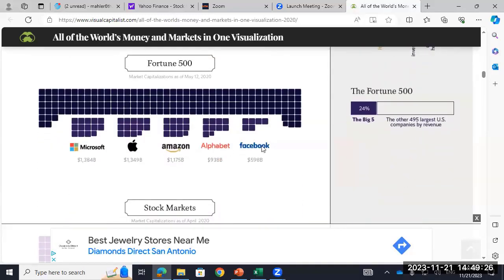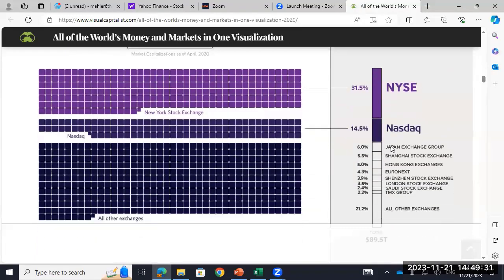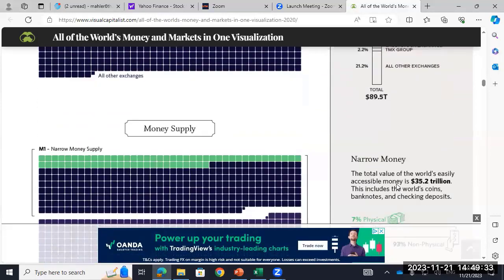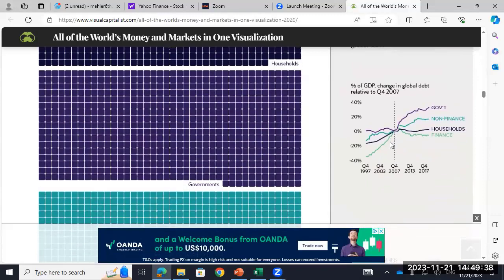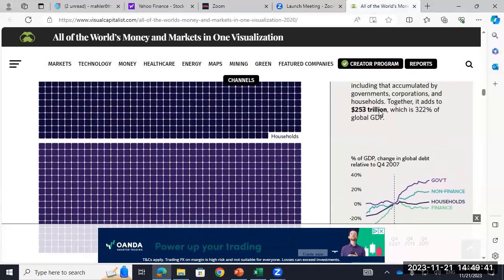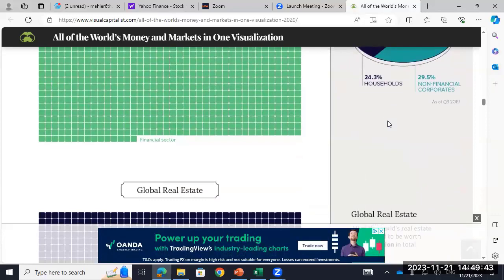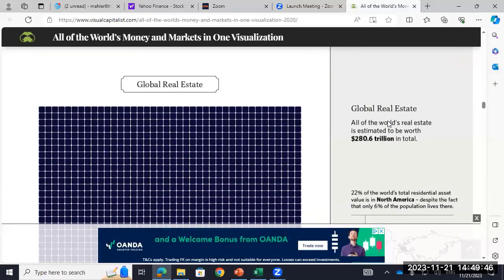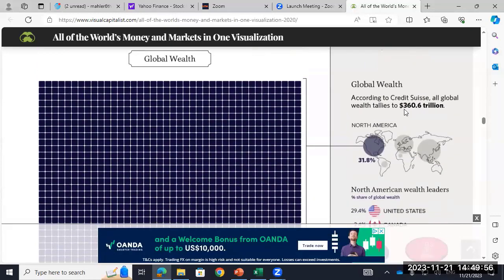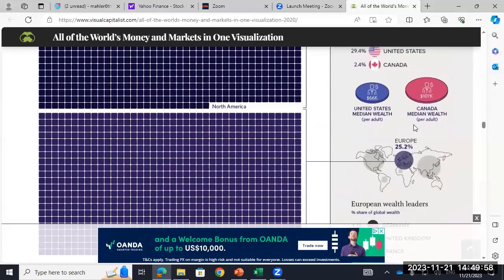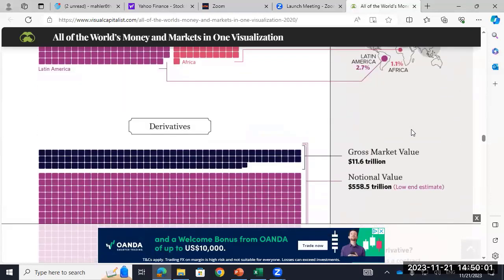If you added up all the Fortune 5,000 companies, that's what they add up to. Then you add up all the stocks, that's 89 trillion. Money supply is 96 trillion. Global government debt is $253 trillion. Global real estate is huge. That's one of the biggest assets out there, 281 trillion, much bigger than the US stock market. Global wealth, $361 trillion. Most of that's real estate, as you can see.